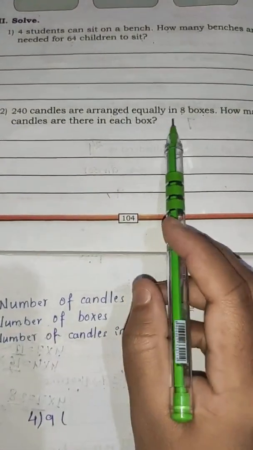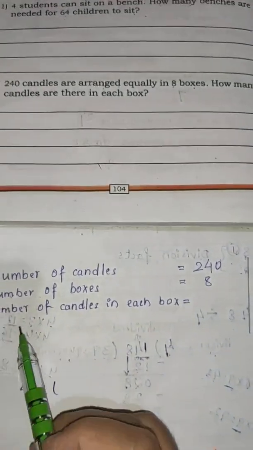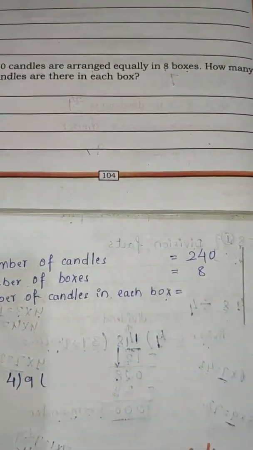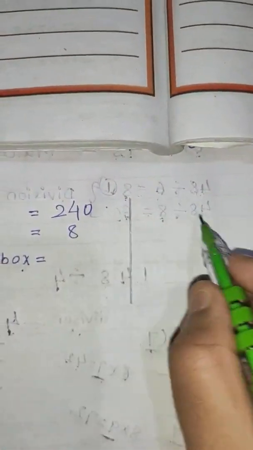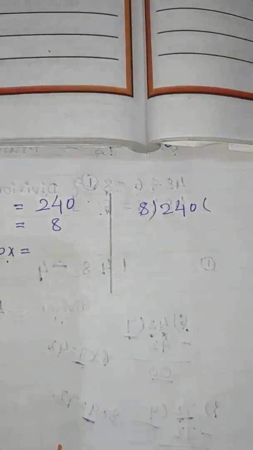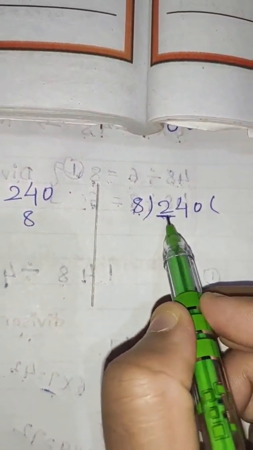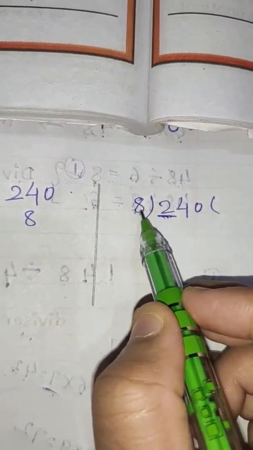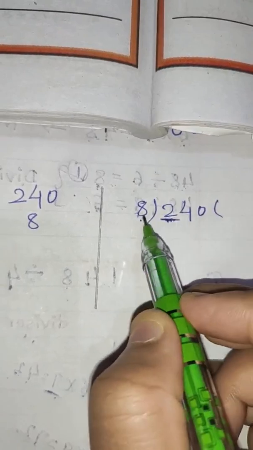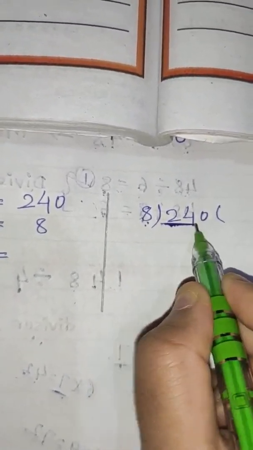Right. Number of boxes is 8. So you have to calculate the number of candles in each box. How many candles are there in each box? So let's divide it. 240 divided by 8. Okay. So here you can see this 2 is smaller than 8. So we cannot divide this 2 by 8. So what do we have to do? We have to take the next number. So it will become 24.